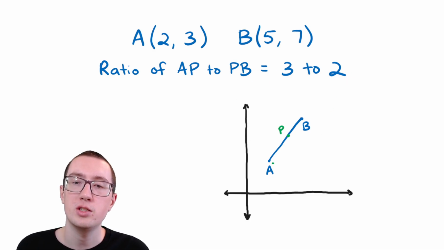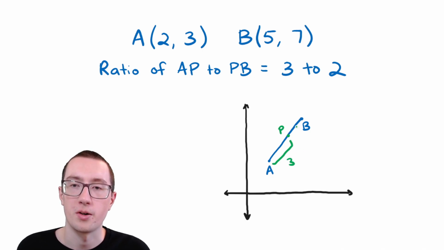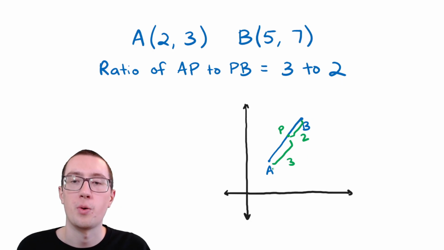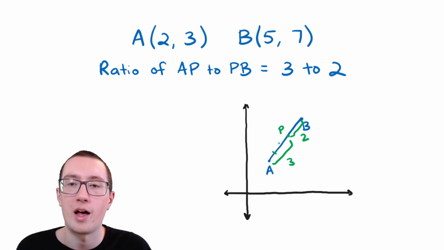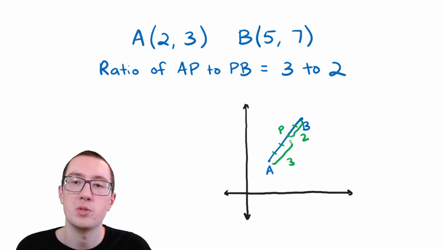So basically this portion of the line up until P would be 3 long, and this portion of the line here would be 2 long. So AP is like 1.5 times longer than PB. So in other words, if we were to cut up this line into 5 slices, then A to P would take up 3 slices, and then P to B would take up 2 slices.